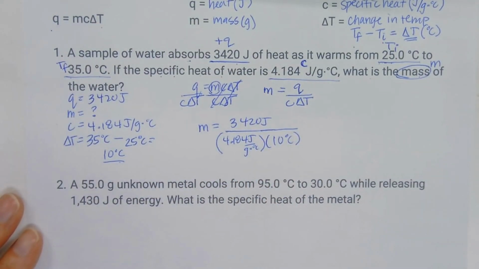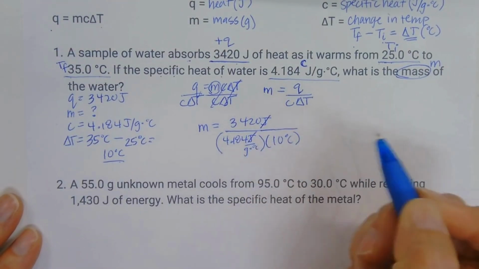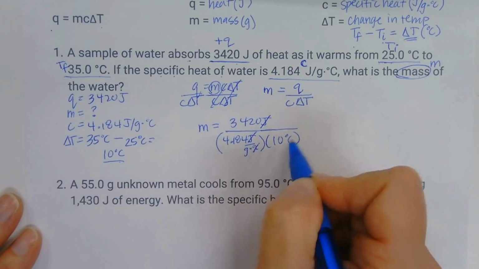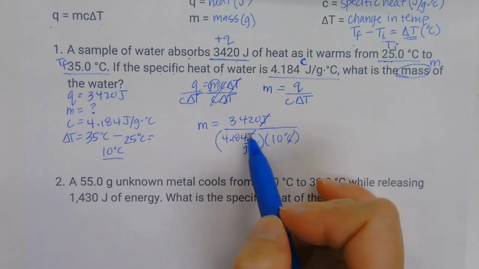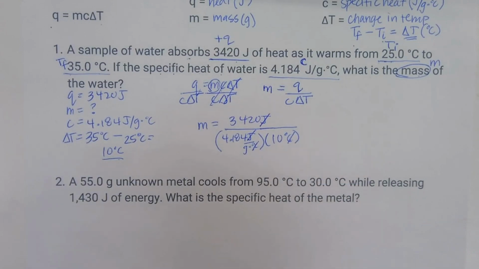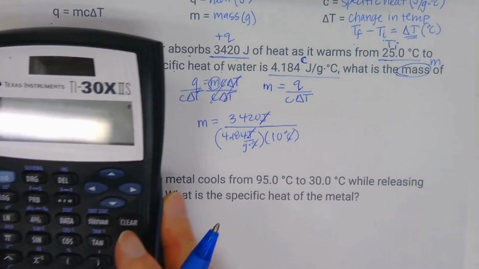So let's take a look at units and then we'll plug it in the calculator. Joules over joules cancel, and then degrees Celsius over degrees Celsius cancel. And what we end up with is 1 over 1 over grams, which flips to the top, okay? So when I put this in the calculator, here we go.